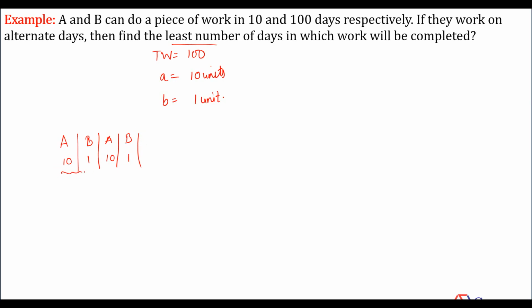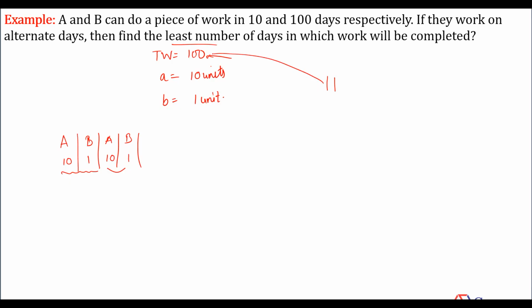So can I say in every 2 days the work done will be equal to 11? Yes or no? In every 2 days the work done will become 11. And what's the total work? 100. So how many times should 11 be counted so that it becomes 100? Since 100 is not a multiple of 11, I cannot count 11 more than 9 times here.